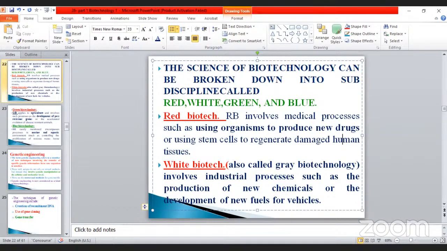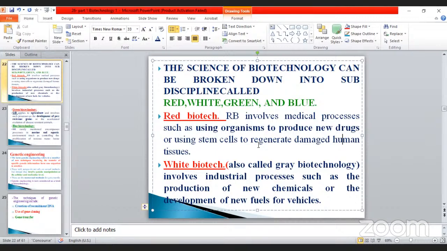Once again, red biotechnology is involved in the medical process, such as using organisms to produce new drugs. This is very, very important. Red is denoted as new drugs, or using stem cells to regenerate damaged human tissues also. This is called red biotechnology.